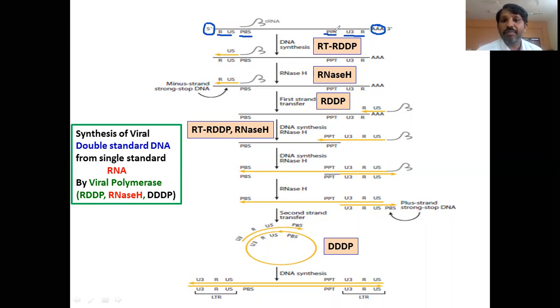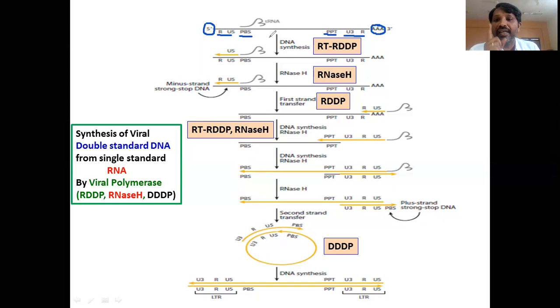The PBS and PPT act as primers for first strand and second strand DNA synthesis from RNA. PBS acts as the primer for first strand DNA synthesis, and PPT acts as the second primer for second strand DNA synthesis. Like any other polymerase, reverse transcriptase also requires a primer, a complementary molecule which can bind with the template wherever there is a complementary region.